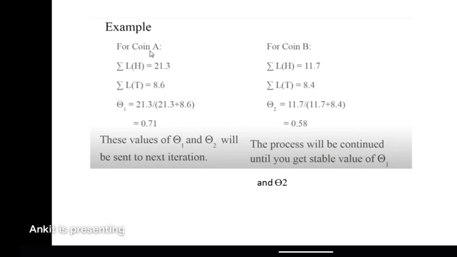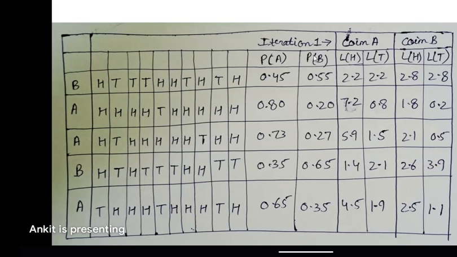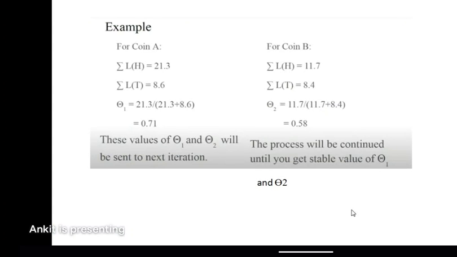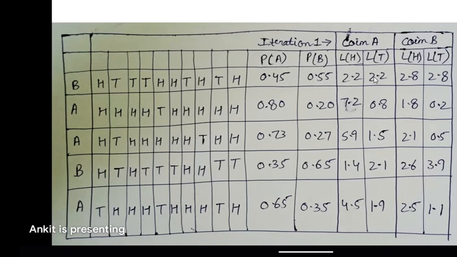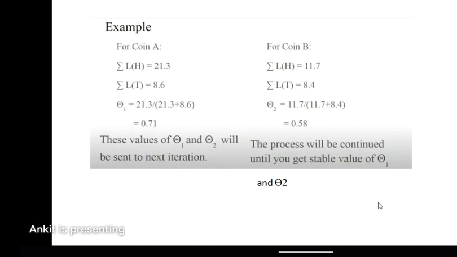Now for point A, sum up all the values of LH. Sum up all the values of LH here: 2.2 plus 7.2 plus 5.9 plus 1.4 and plus 4.5. You will get the result 21 point. Then sum up LT values for point A: 2.2 plus 0.8 plus 1.5 plus 2.1 plus 1.9. So you will obtain 8.6.